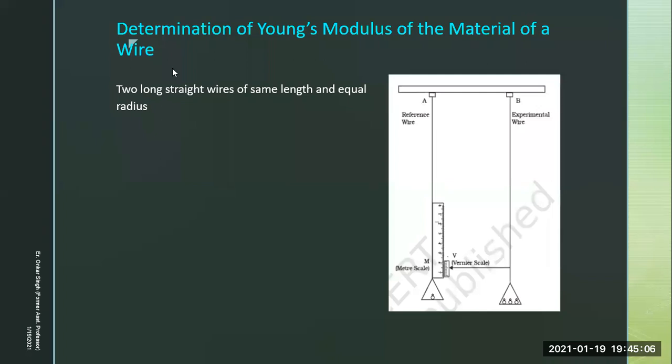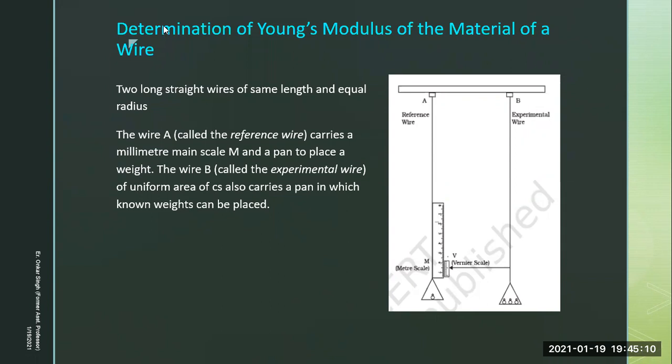Yes, students. Now we want to find out what is the Young's modulus of the material of a wire. So how we will do it? See, this is the experimental wire. This one on the right side, wire B, and wire A is the reference wire. There's a scale attached to this wire, and a vernier scale, just to see the extension in the wire.